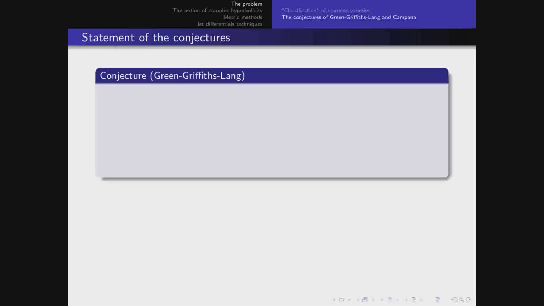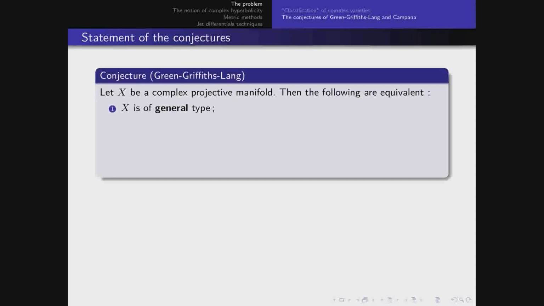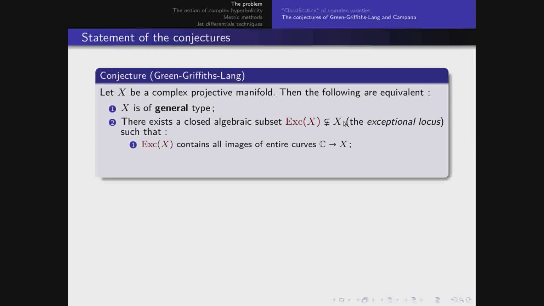So the first conjecture in complex hyperbolicity is the conjecture of Green-Griffiths-Lang. So it tells us that if you have a complex projective manifold, then it should be equivalent that X is of general type, and that there exists a closed algebraic subset, which we call the exceptional locus, which contains every entire curve drawn on X, and also if X is defined over a number field, then the complement of this exceptional subset should contain only finitely many rational points over your number field. And this should be true for any number field over which you could define X.